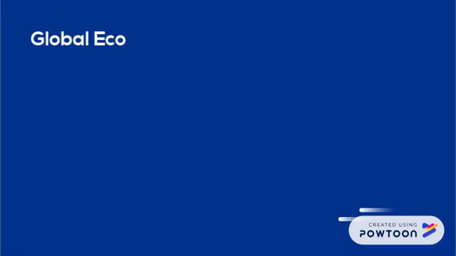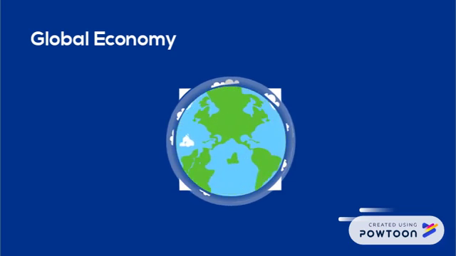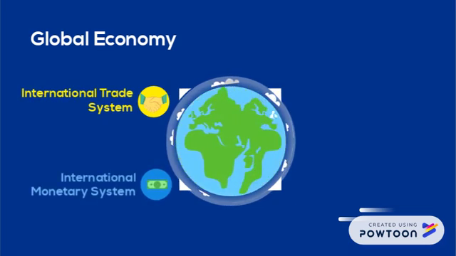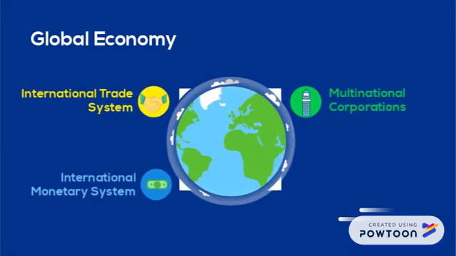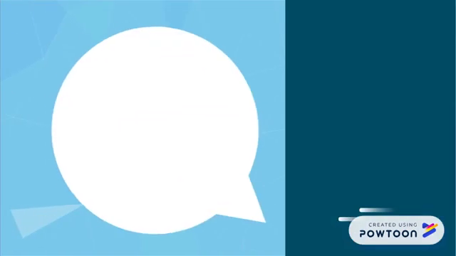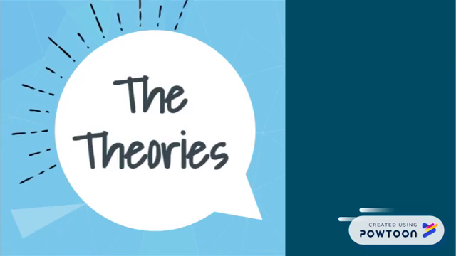In IPE, the global economy is broken into 4 areas. First, we have the international trade system, then the international monetary system, and then multinational corporations, lastly, economic development. These 4 areas are interconnected, which means while they are distinct from each other, they also affect each other in practice. And now, the most important part in IPE studies, the theories.